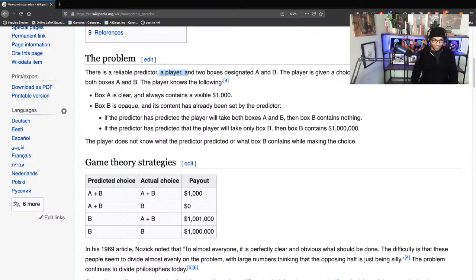Box A is clear. It always contains a visible $1,000. Box B is opaque, and its content has already been set by the predictor. If the predictor has predicted the player will take both boxes A and B, then box B contains nothing. If the predictor has predicted that the player will take only box B, then box B contains $1 million.